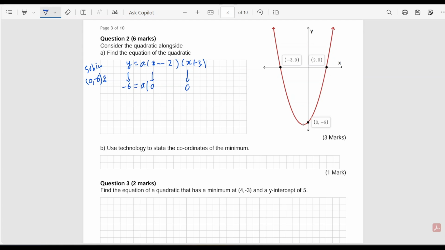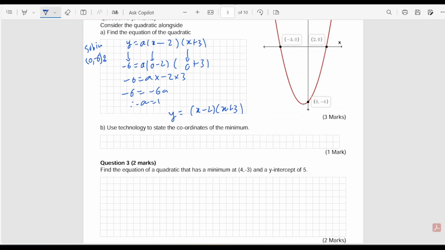So that's going to be a lots of 0 take 2, and 0 plus 3. So minus 6 is a times minus 2 times 3. Minus 6 is minus 6a. Therefore, a is 1. So our equation looks like this: 1 lot of x take 2, x plus 3.